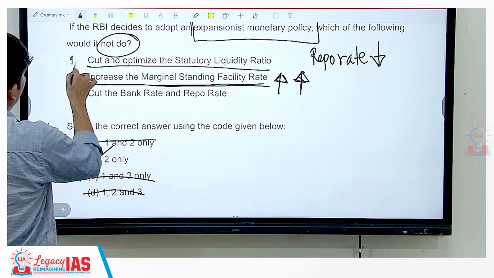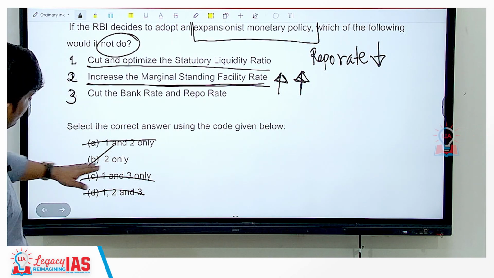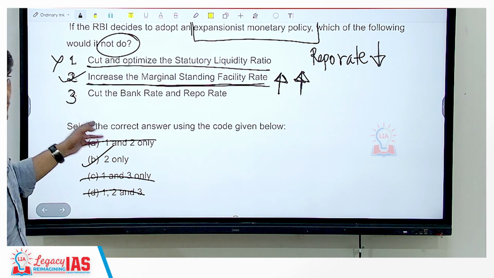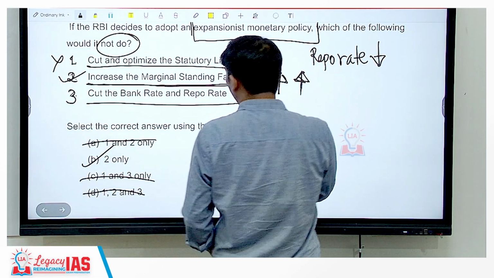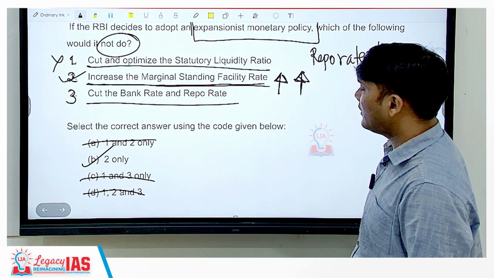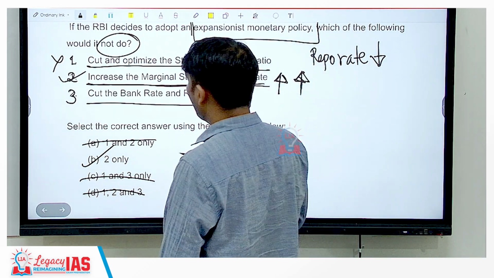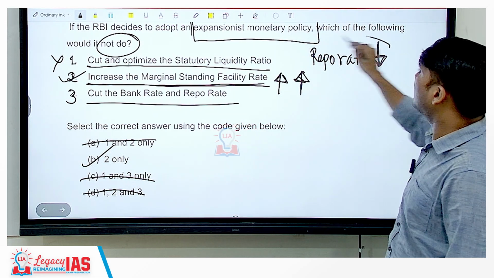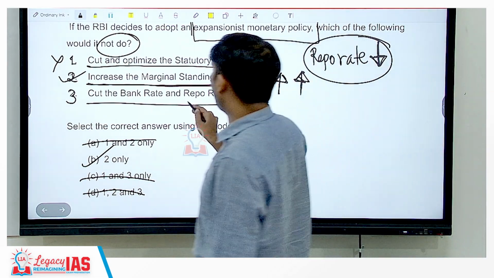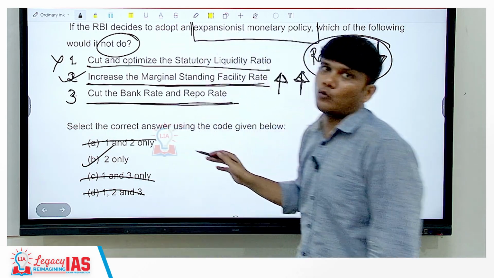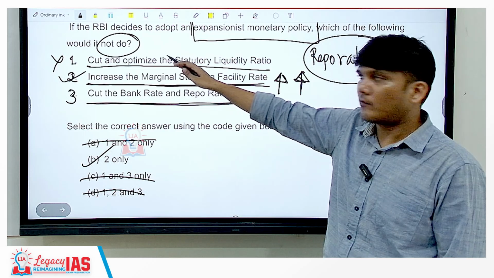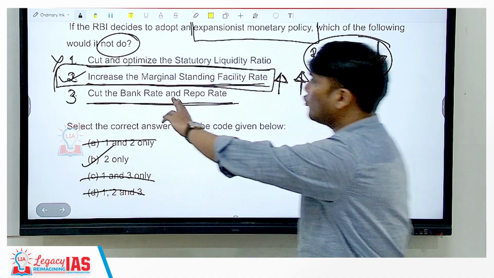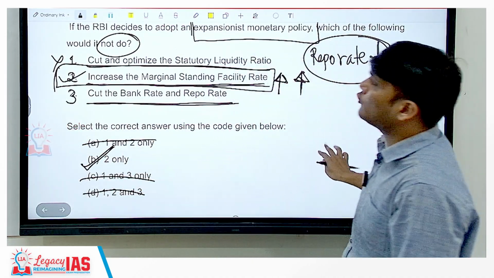Let me change this. This is 1, this is 2 and this is 3. Statement 1 was wrong, so only this was left. But still we are looking at other statements. Statement 2 is correct. 1 was wrong, 2 is correct. 3 has to be wrong, but let's see. Cut the bank rate and repo rate. Now, cutting the bank rate and the repo rate, this also it will do. I said that it will bring down the repo rate. Right? And here also it is saying cutting the bank rate and repo rate. Yes, this will also do. But the question asks what it will not do. So it will not do this particular thing. Rest 1 and 3 it will do. Only statement 2 it will not do. Hence the correct answer is option B, 2 only.